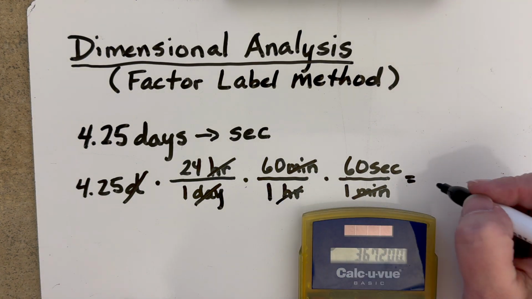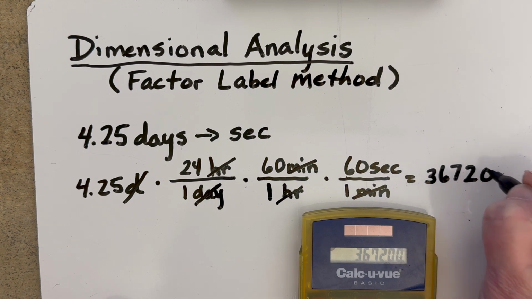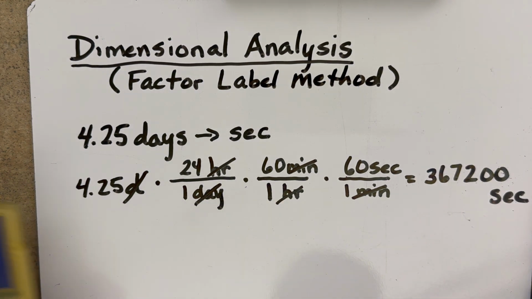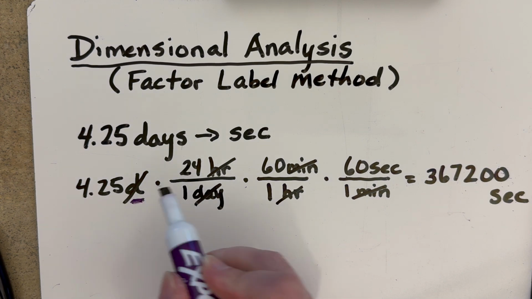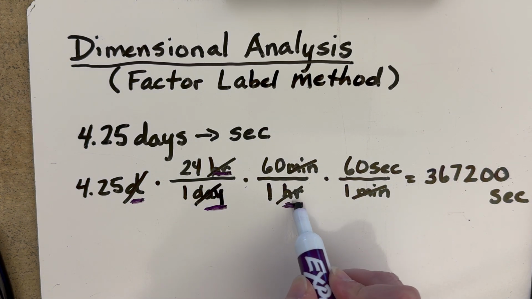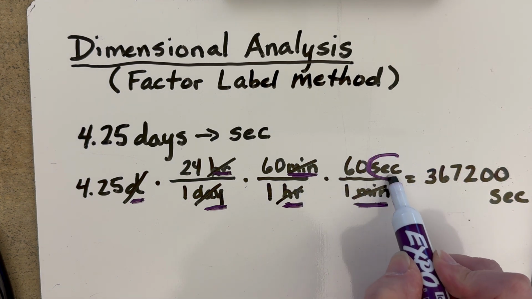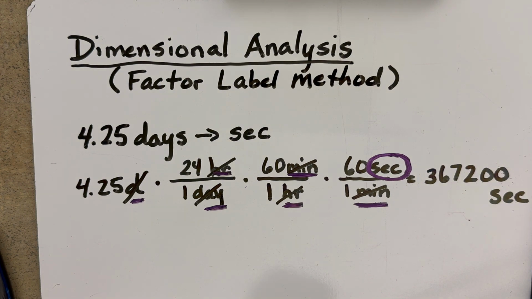And I get 367,200 seconds, because that's the only unit that's left. All the other units canceled. So you're always going to see this pattern: whatever you're given goes on the bottom, whatever ended up on top goes on the bottom, so that the very last upper right hand corner is what you're trying to find.